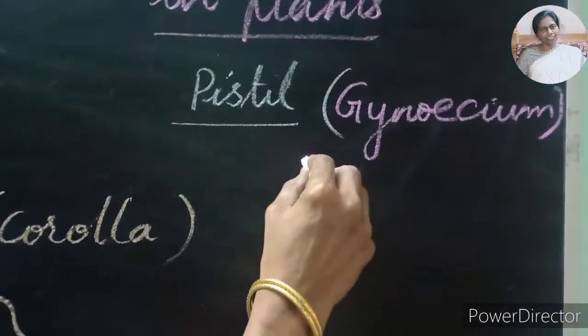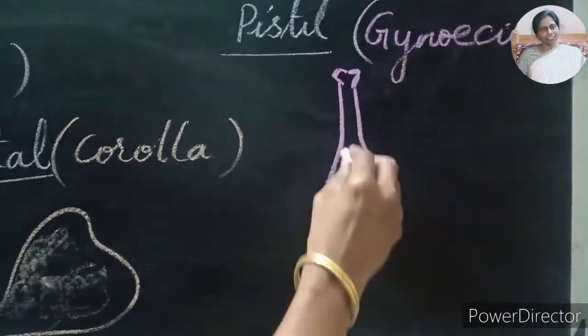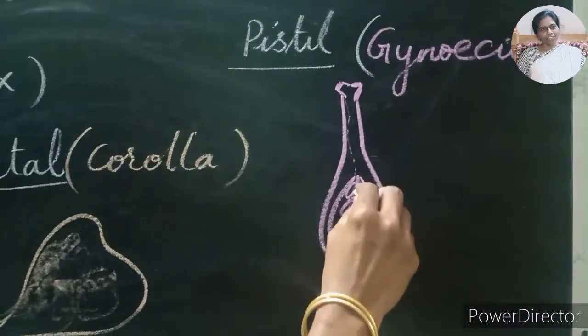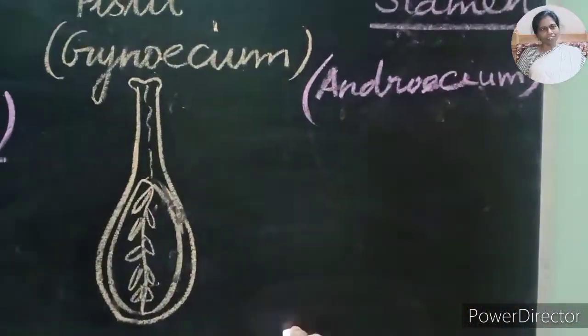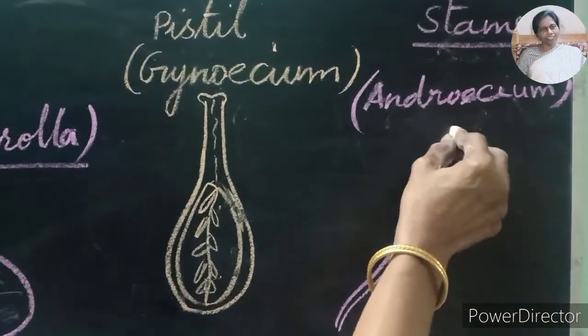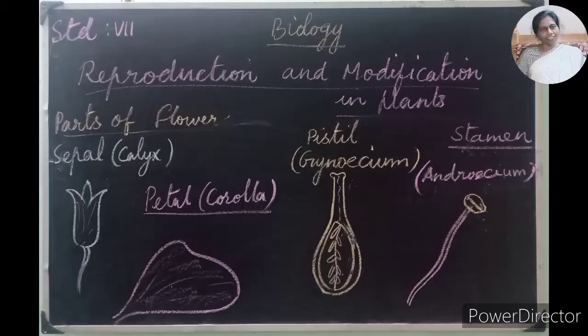The long tube, the style, has a swollen bottom called the ovary. Seeds are formed inside the ovary. This is a female part called gynoecium. We can observe many stamens arranged around the style, which is the androecium, the male part.